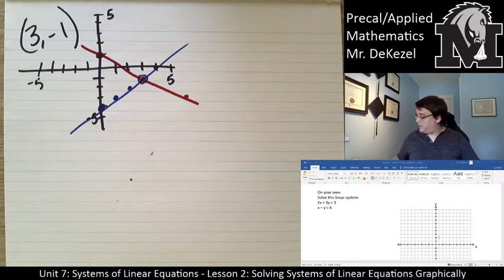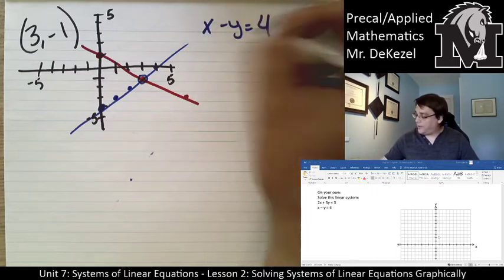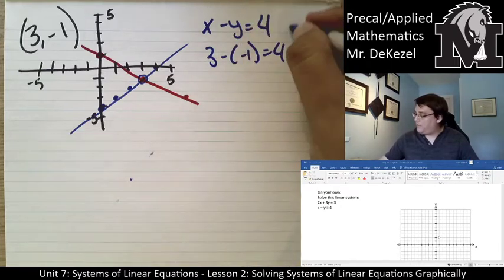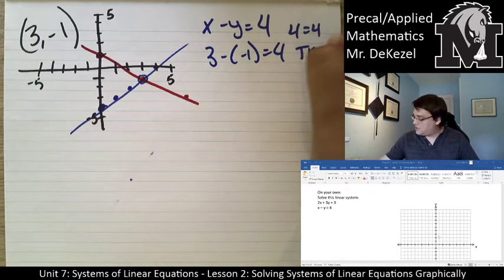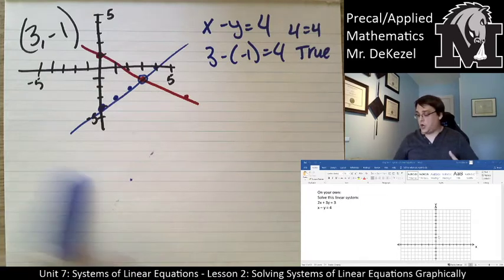So we have the equation, let's see, x minus y is equal to 4. 3 minus negative 1 is equal to 4. 4 does equal 4. This is true. That means that the first equation is good to go.